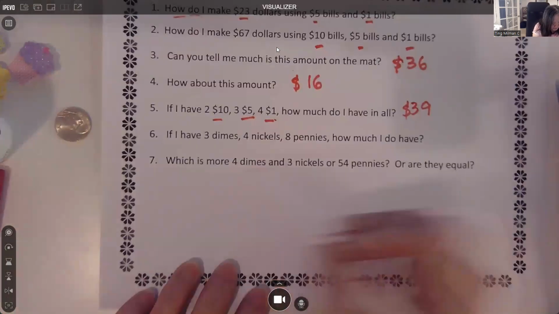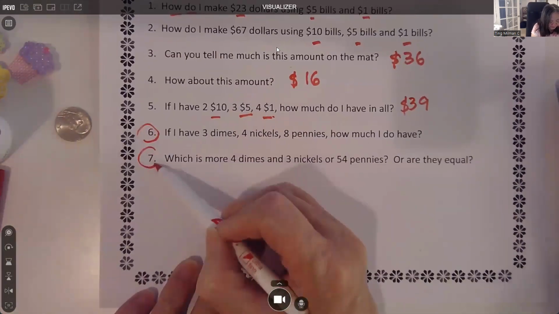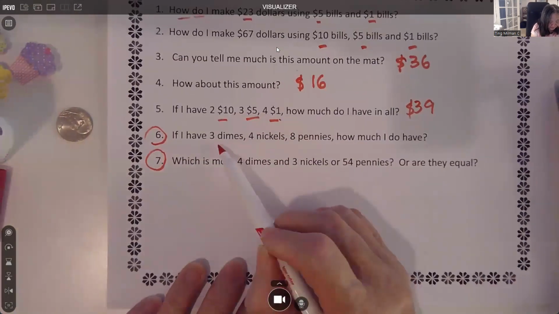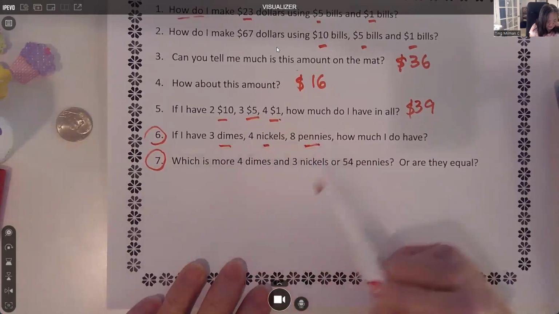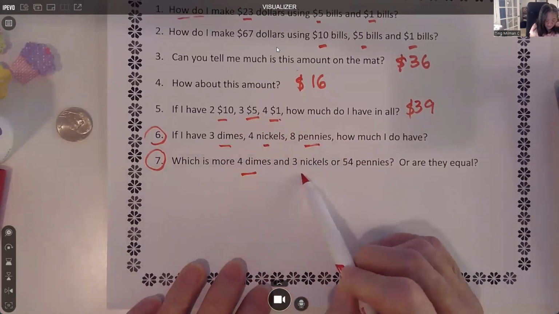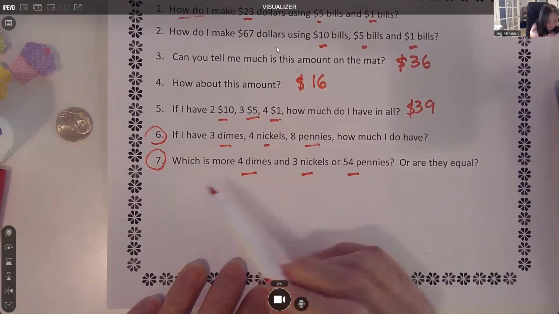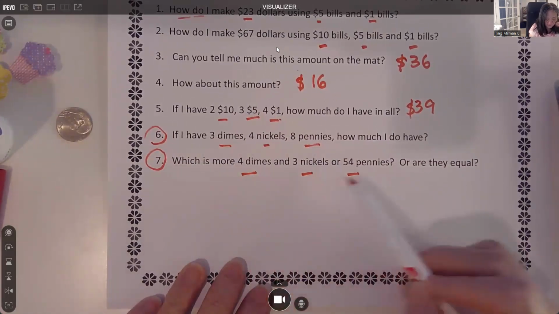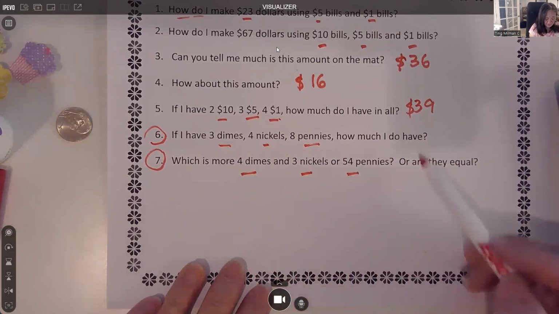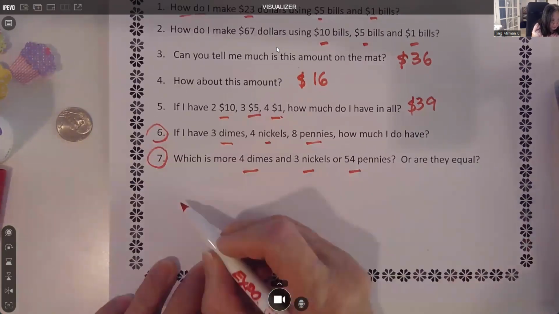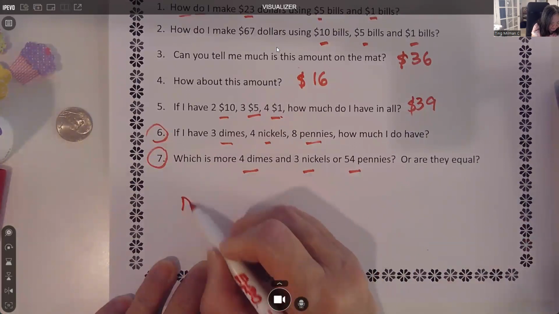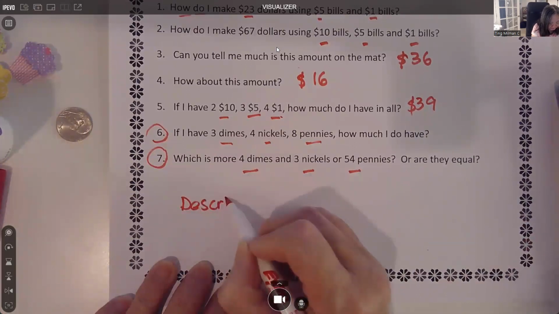So I'm going to let you finish up number 6 and number 7 by yourself using 3 dimes, 4 nickels, 8 pennies, and 4 dimes, 3 nickels, and 50. Which is more? Is it 4 dimes and 3 nickels or 54 pennies? I'll give you the answer in my description. Please look it up.